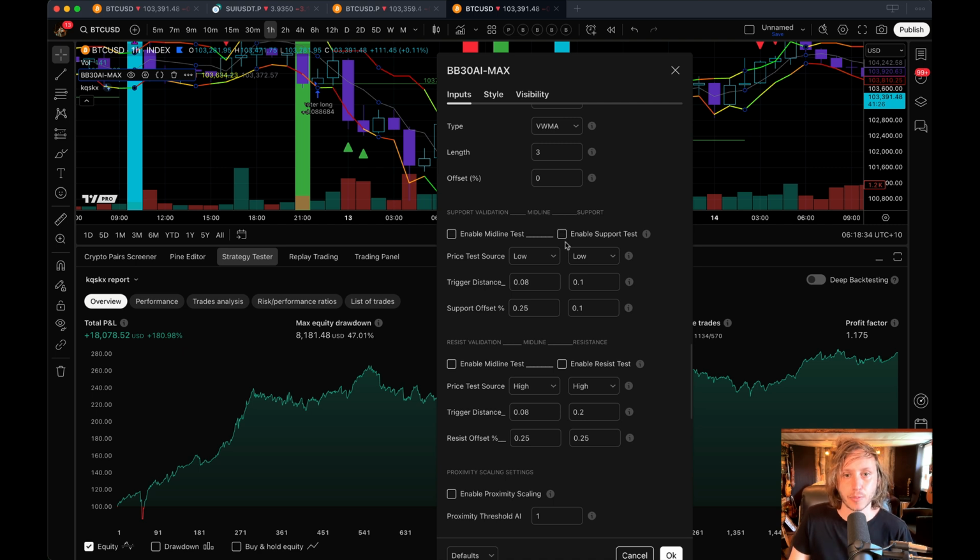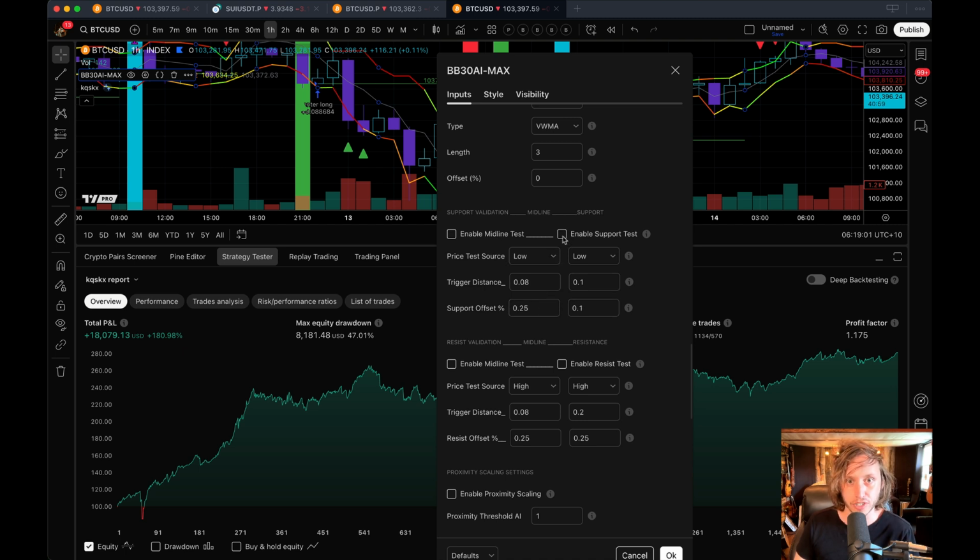All right, the next thing we're going to look at is the support and resistance validation, after that brief intermission of taking a drink. What we're doing here is kind of self-explanatory, but it requires price to have tested the bands in a certain way. Otherwise, the bands get offset a bit. So your offset is right here.